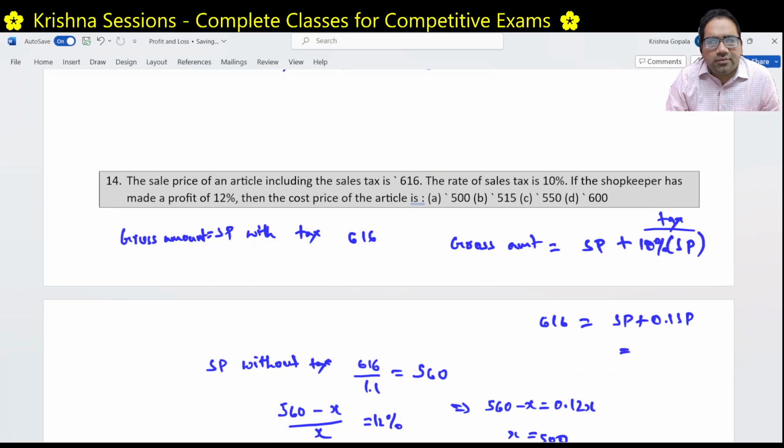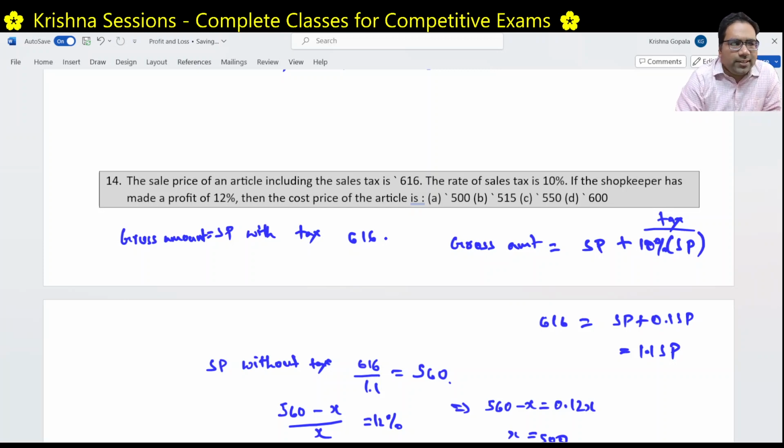This is equal to 1.1 times the sales price. Hey, 616 is equal to 1.1 times the sales price. What is the sales price? 616 by 1.1. This is before tax. Right, 560 is what he is collecting, and on that 560 he is adding 10% tax, right? That is 56 rupees, and then he gives it to the government, and takes the 616 amount from the customer, right?